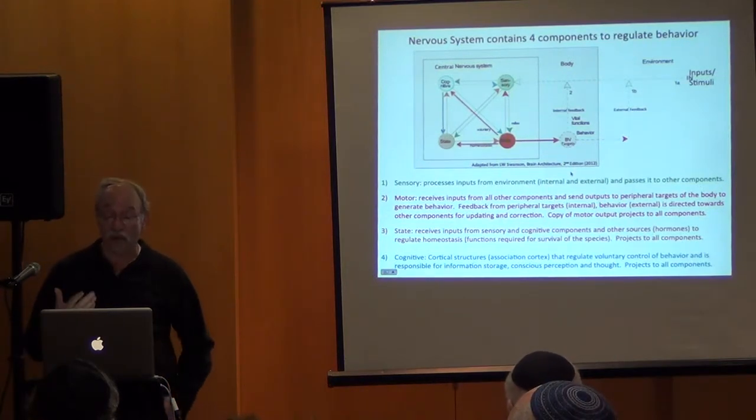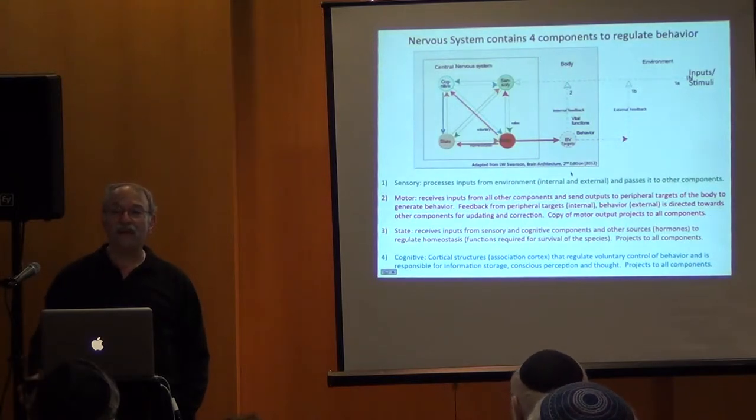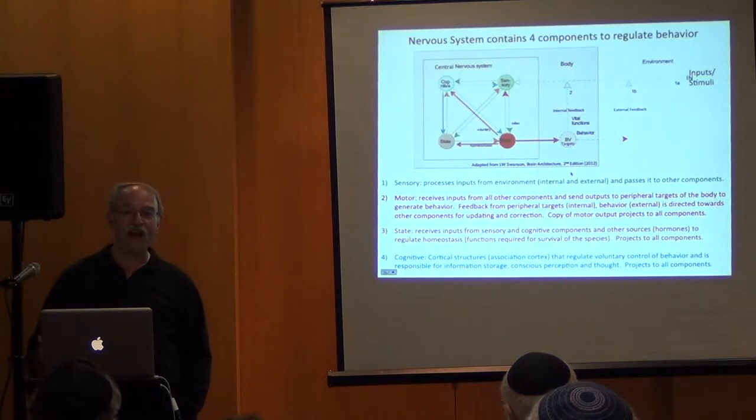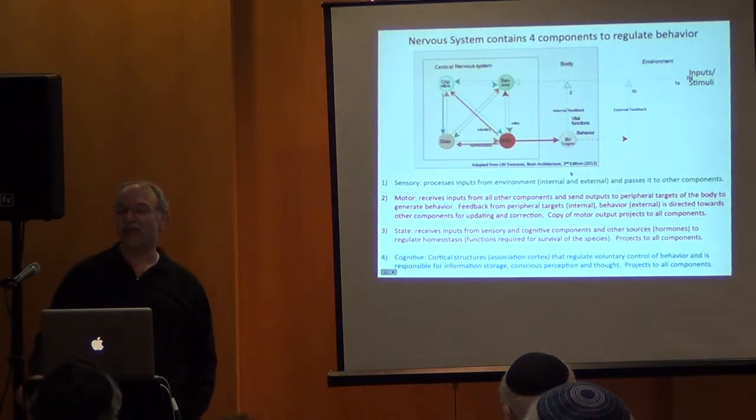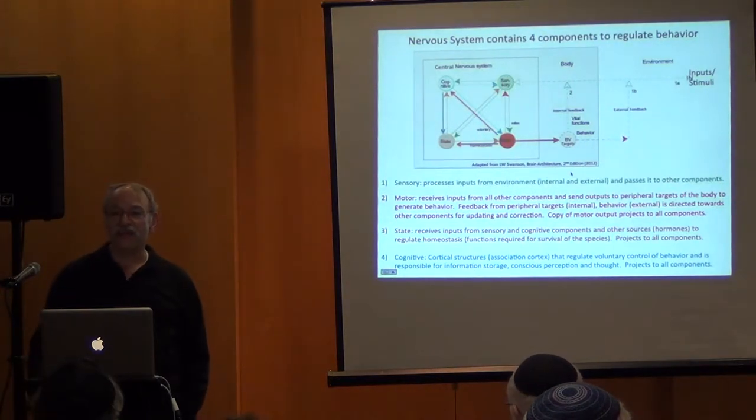We also think, we also are creative, and those are usually assigned to the cognitive areas of the brain. But as you notice from the slide, cognitive areas of the brain are not dissociated from the rest of the brain. They are hitched in a very significant way to our sensory systems, to our motor systems, and the system of state. The cognitive system does not work independently of these things, and neither do the other components.